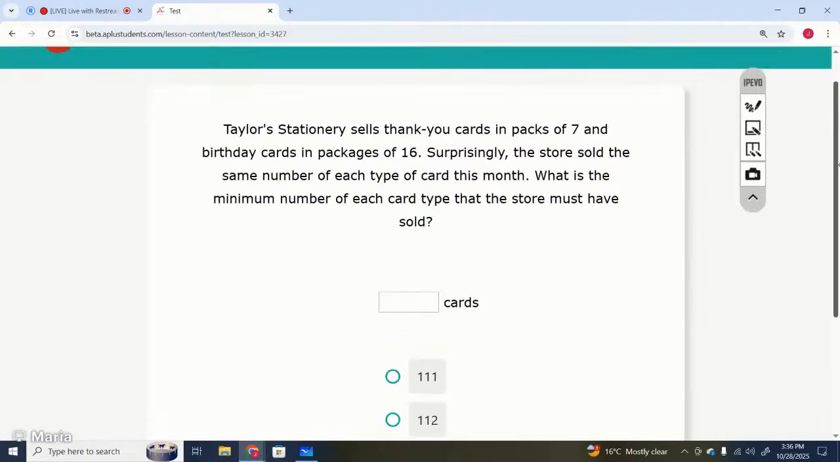Taylor Stationery sells thank you cards in a pack of 7 and birthday cards in a pack of 16. Surprisingly, the store sold the same number of each type of card this month. What is the minimum number of each card type the store must have sold?